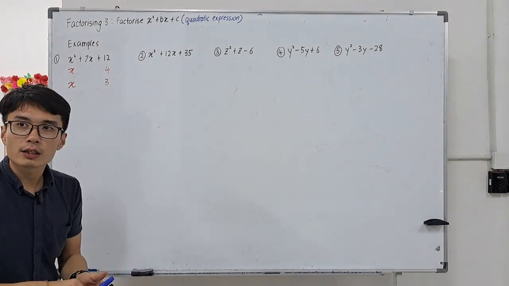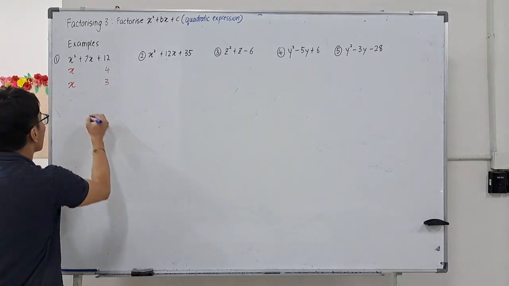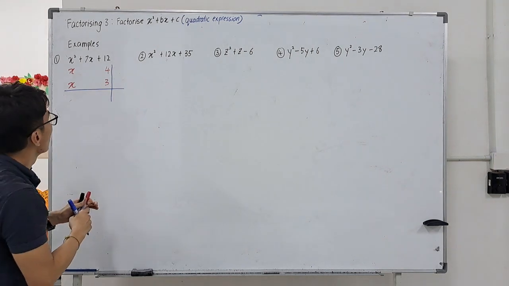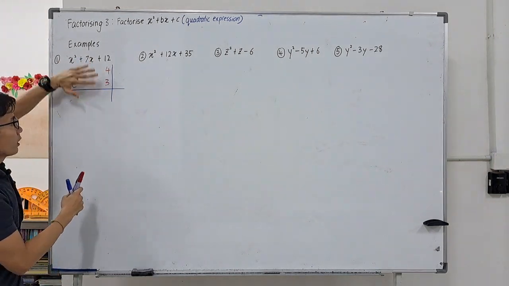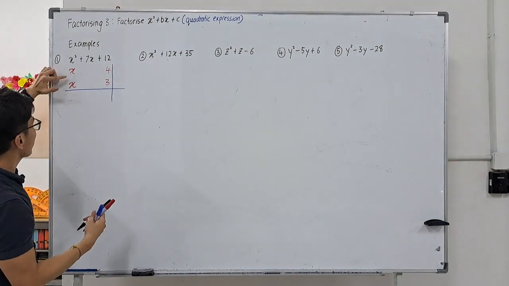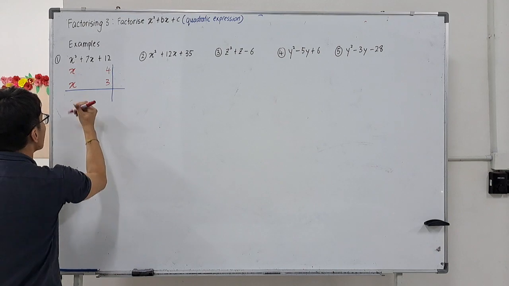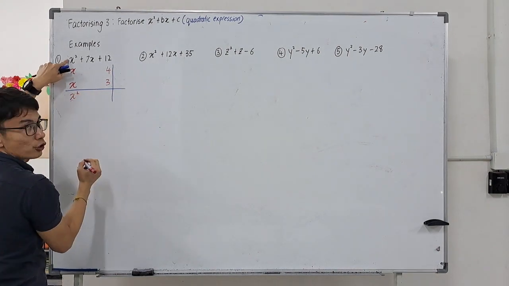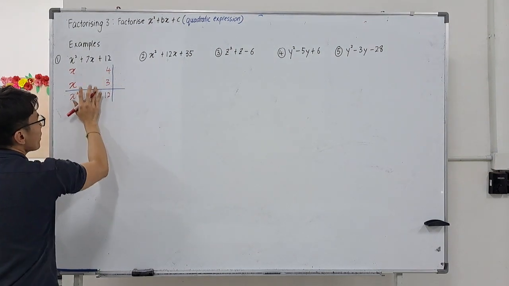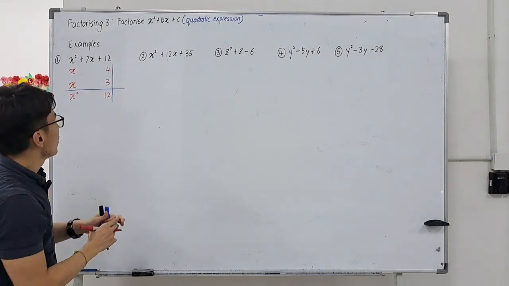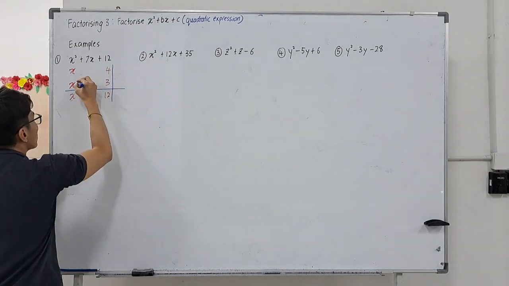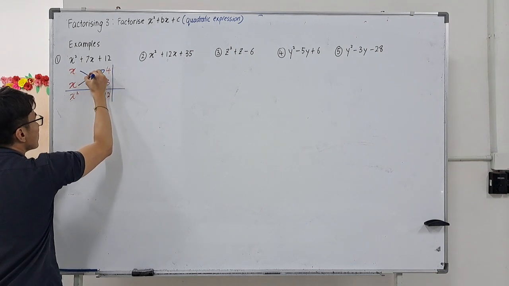After I'm done with that, I will be drawing a table. My table will look something like this, okay? This zone over here is going to be the multiplication zone. I can check x times x, and true enough, that will give me x squared. 4 times 3, true enough, will give me 12. So this is the multiplication zone. What I'm going to do with these numbers is cross multiply them. So it's going to look something like this.